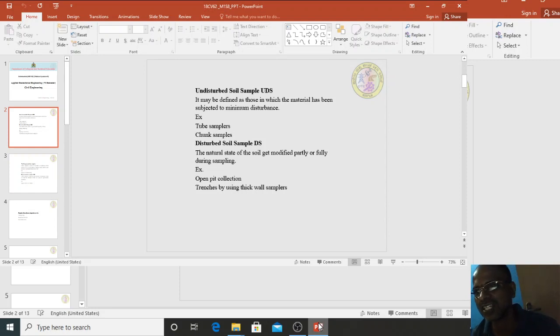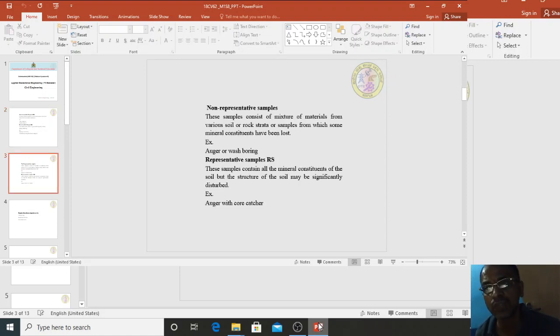Okay, so undisturbed soil sample may be defined as one in which the material has been subjected to minimum disturbance. For example, tube sampler or chunk sampler. Disturbed soil sample means the natural state of soil gets modified partially or fully during sampling. Even moisture content is not possible to protect, then it is called a disturbed soil sample. Examples: open pit collection and trenches, or using thick wall samplers.